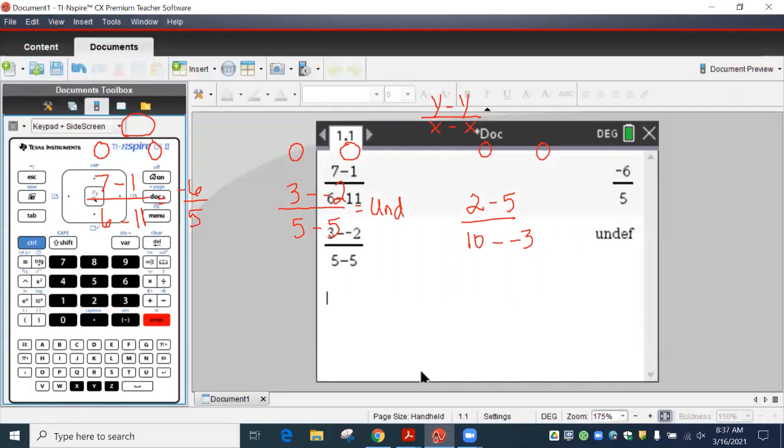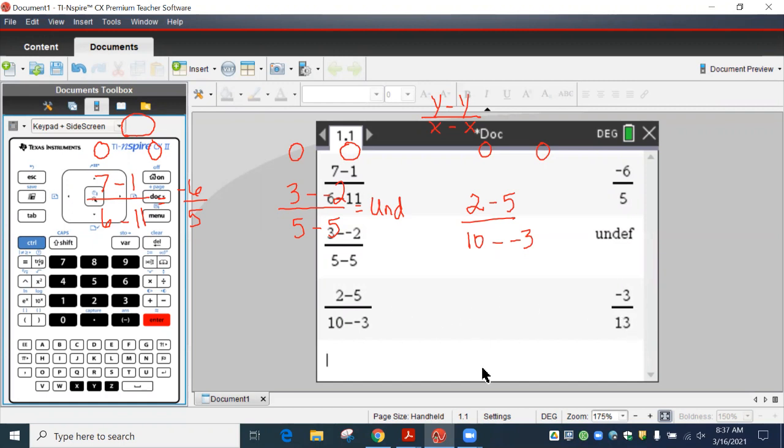Okay, so go to the calculator, control divide. We've got 2 minus 5, and then 10 minus negative 3. Did y'all get negative 3 over 13? Is that what y'all got? Negative 3 over 13 on that one? Okay.